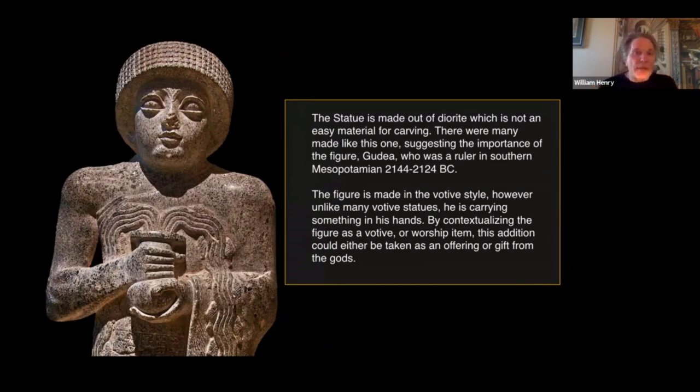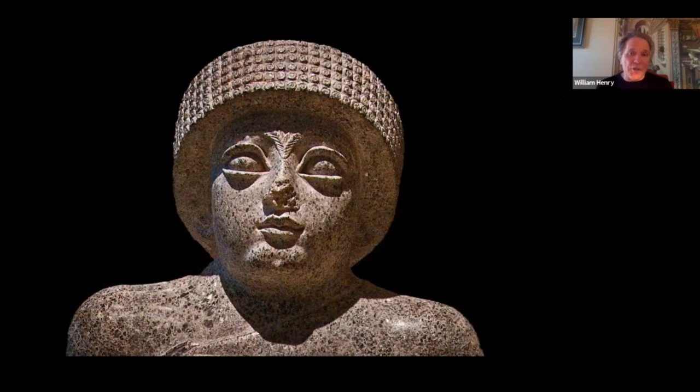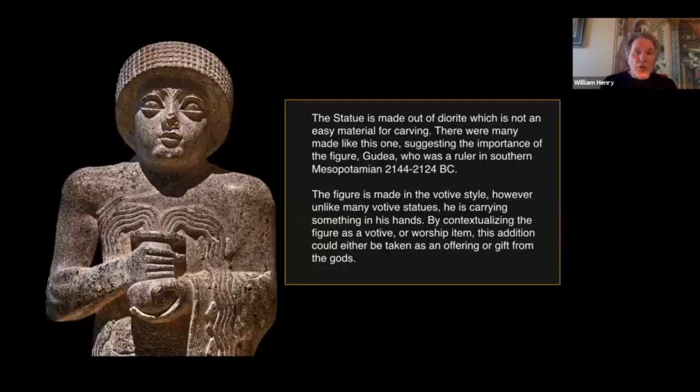And also that this figure is made in votive style. And unlike other votive statues, he's carrying something in his hands. By contextualizing the figure as a votive or a worship item, this addition of him holding something could either be taken as an offering to the gods or a gift from the gods. In other words, what they're saying is that looking at this statue of Judea, you are receiving the holy water that is coming out of his face.